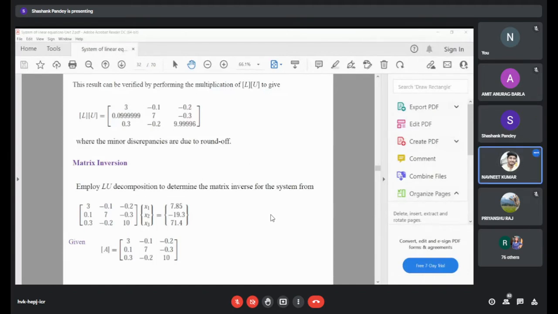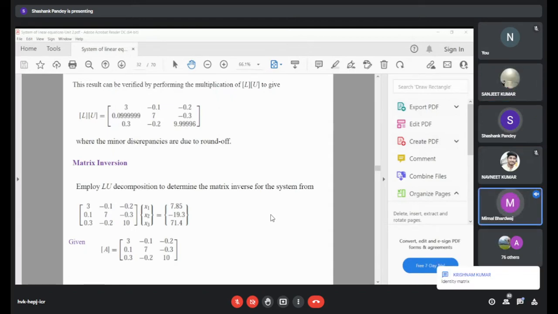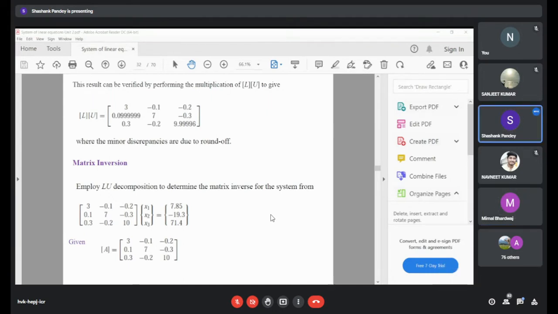Yes, sir. Acha, Navneet, can you answer what is A into A inverse? Matrix A into A inverse. Yes, sir. What will be the answer if a matrix is multiplied by its inverse? Identity matrix. Unitary identity matrix. I. Yeah, very good. Okay.